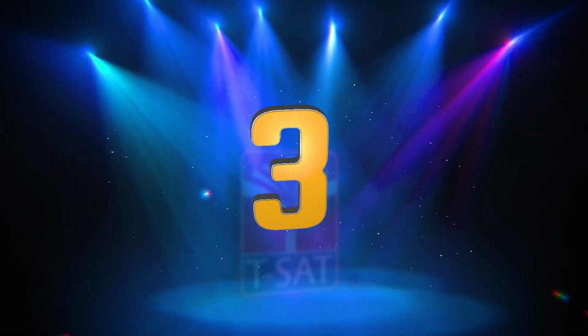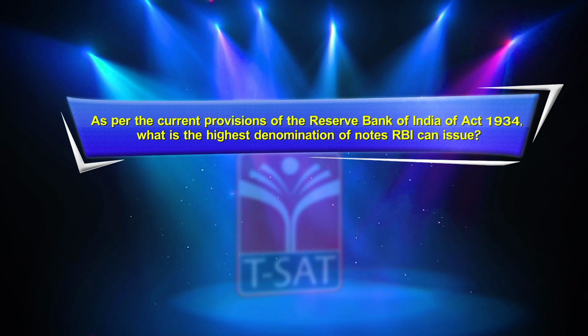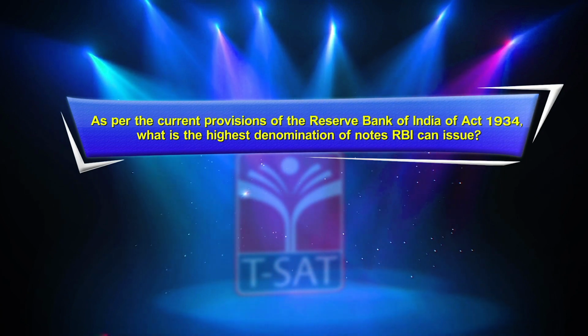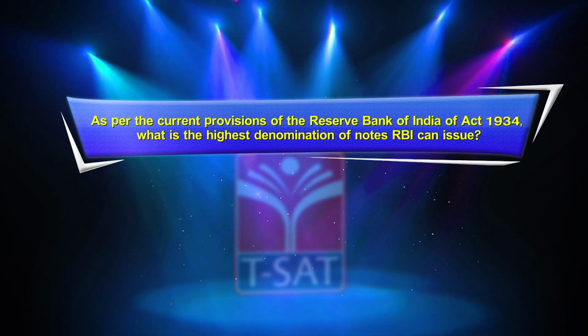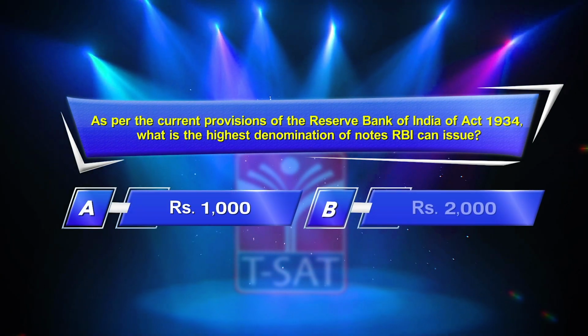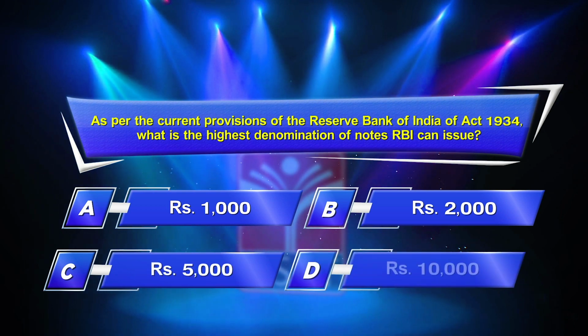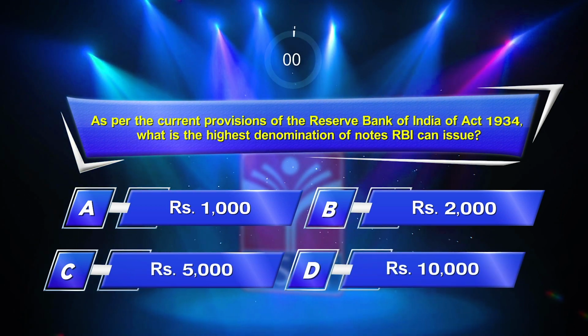Third question is about Indian economy. As per the current provisions of the Reserve Bank of India Act 1934, what is the highest denomination of the notes RBI can issue? Option A, 1000 rupees. Option B, 2000 rupees. Option C, 5000 rupees. Option D, 10,000 rupees. Your time starts now.